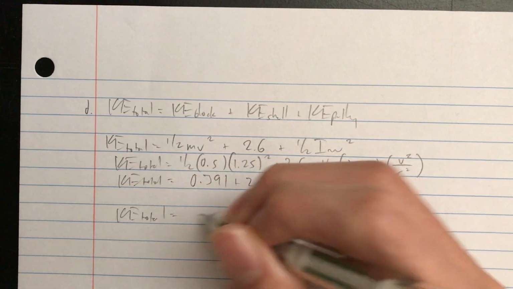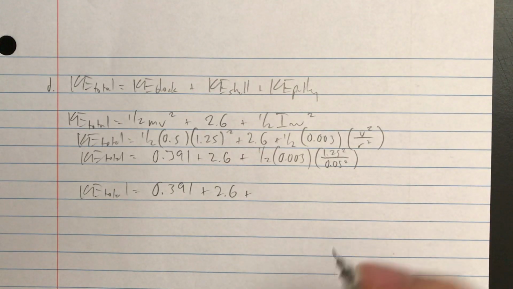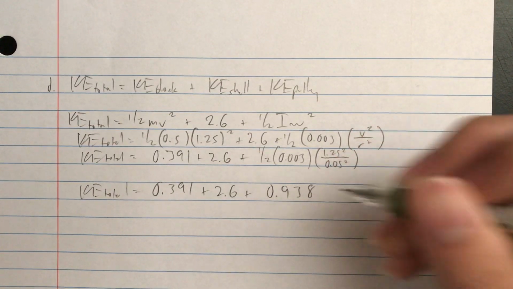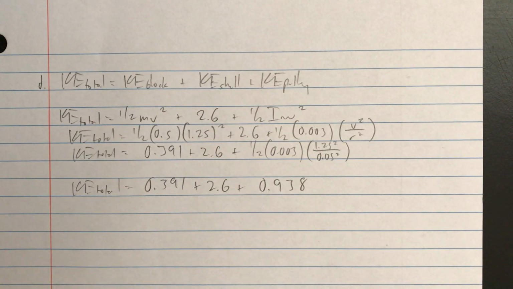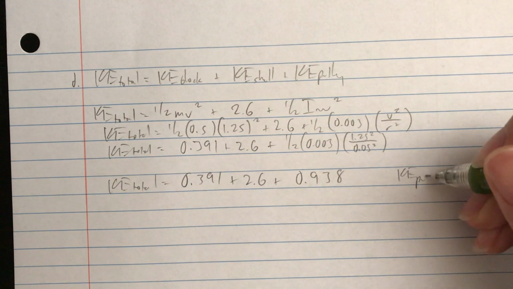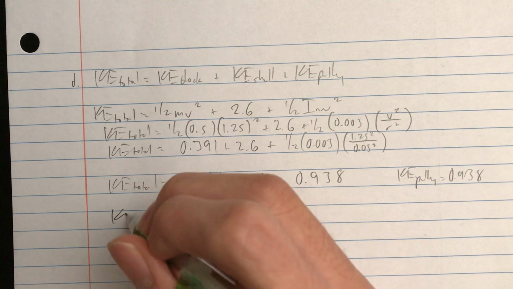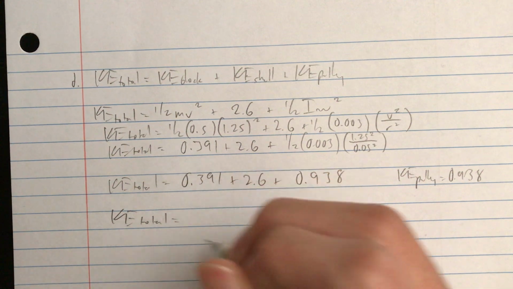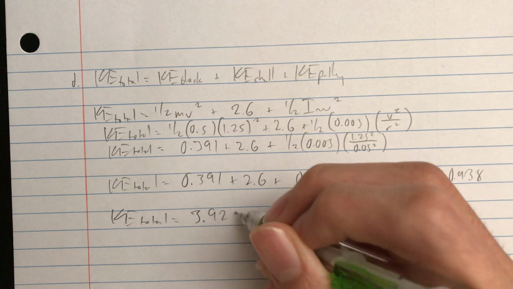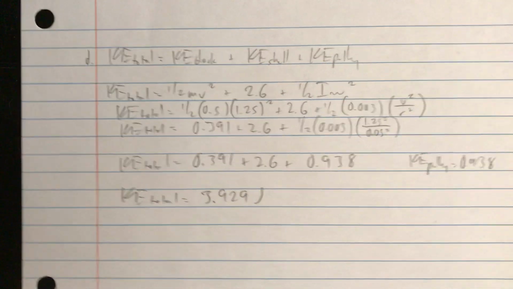So KE total equals 0.391 plus 2.6 plus 0.938. Since we also need the KE of the pulley, we'll add as a note, KE pulley equals 0.938. We'll need that later on in the problem. And then KE total, you add them all up, and you get 3.929 joules.